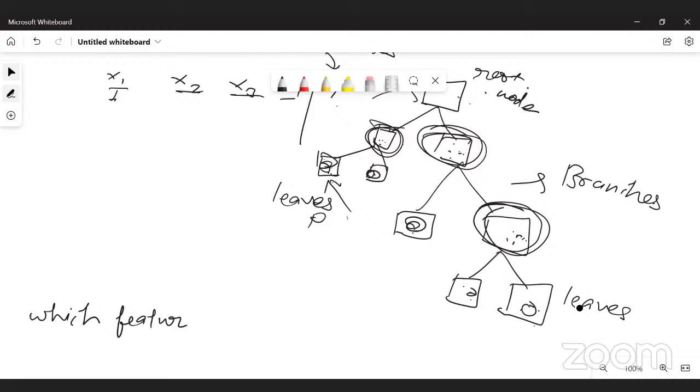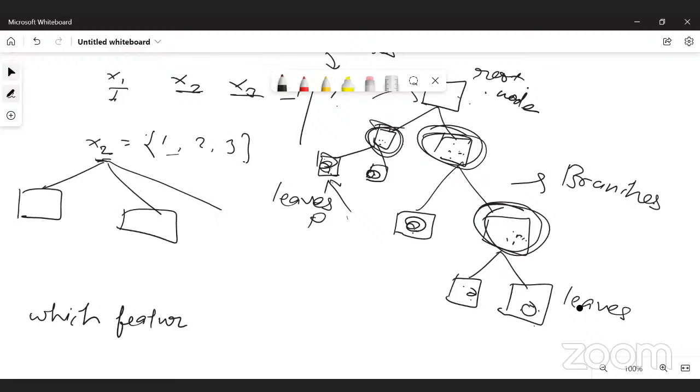We decide the threshold in the case of a numerical feature. But if it is categorical, let's say categorical is one feature x2, and it takes values 1, 2, and 3, here we need not decide the threshold for how to split according to x2. We just split into three nodes: if x2 is 1, if it is 2, if it is equal to 3. That's how we decide over categorical features.